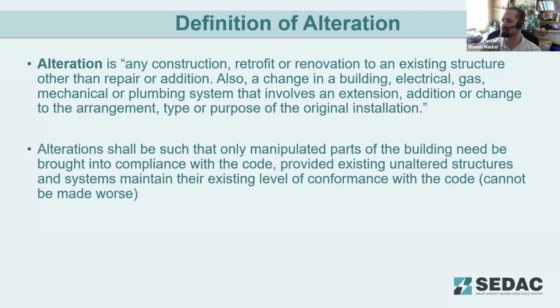Alterations shall be such that only the manipulated parts of the building need to be brought into compliance with the code. Again, things that you aren't altering and aren't touching as part of the alteration don't need to be brought into compliance. The existing building code only requires you to bring into compliance things that are changed as part of that alteration.